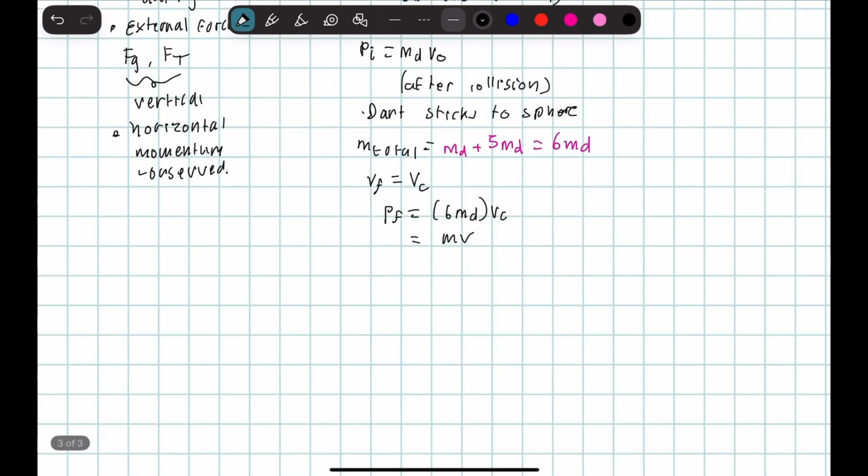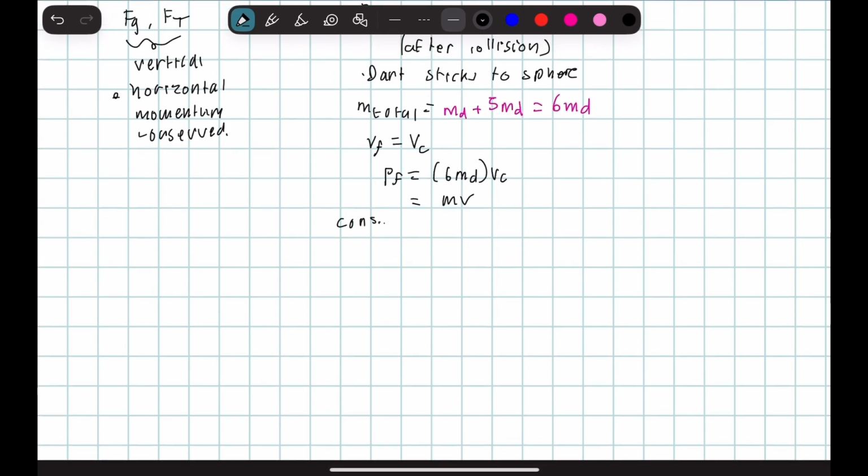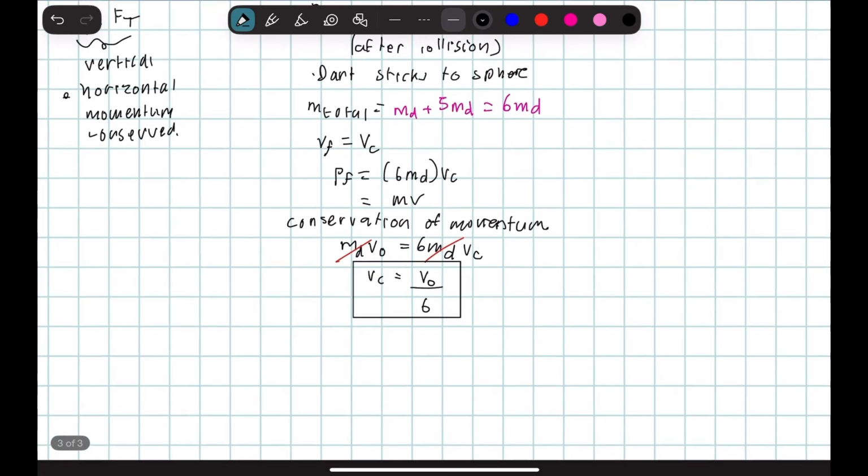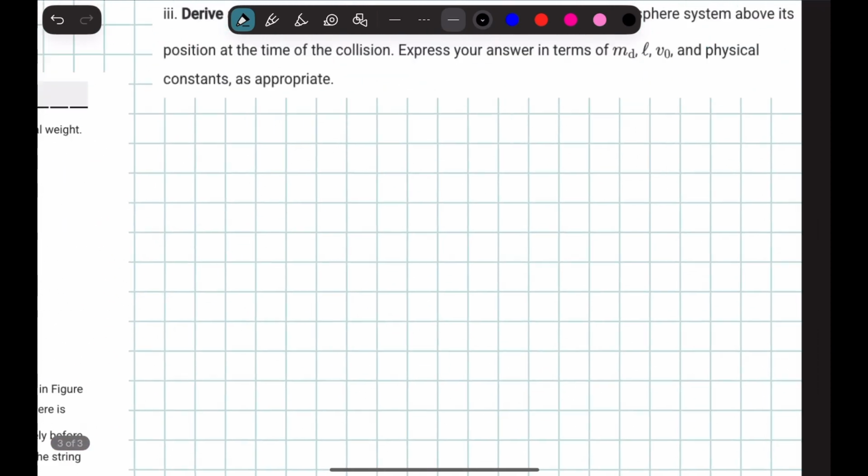So now we can use the conservation of momentum. So then we have md v initial is equal to 6md vc. Now we can cancel out the md. So you just have that vc is going to be equal to v initial over 6. All right, so now let's go on to the next part.